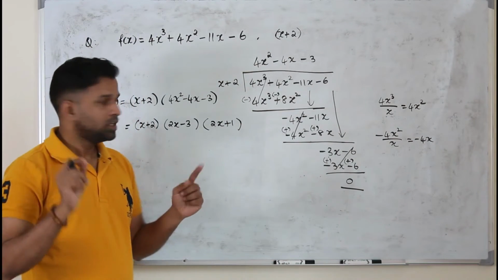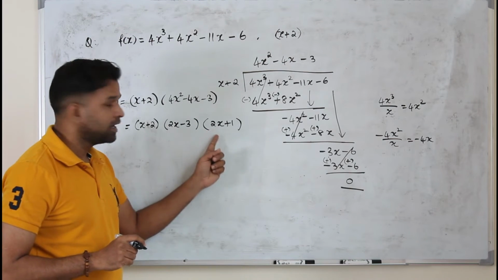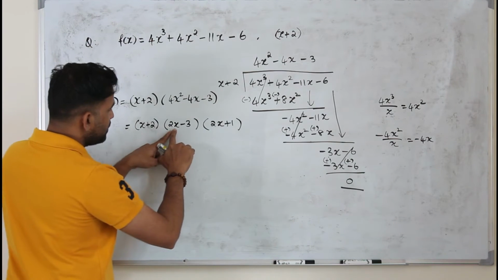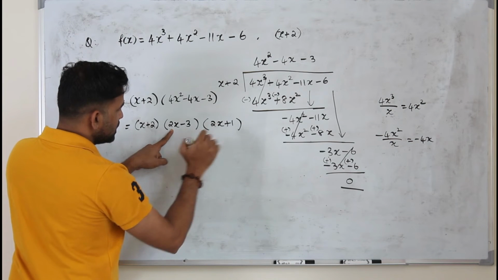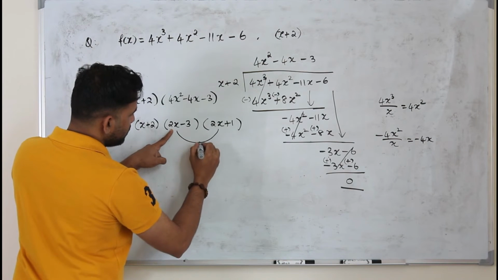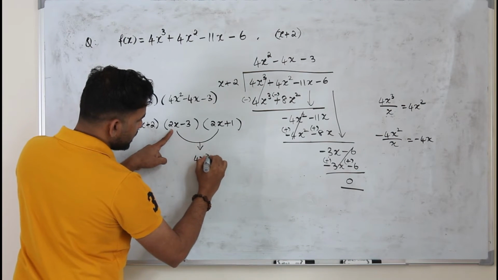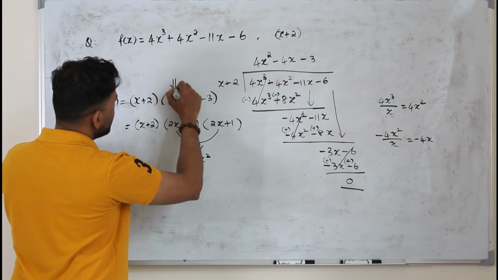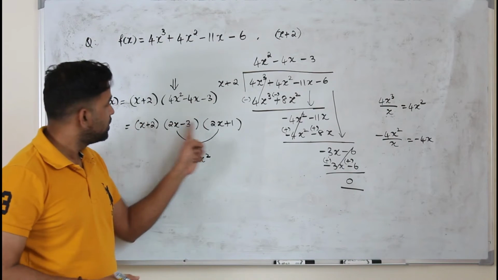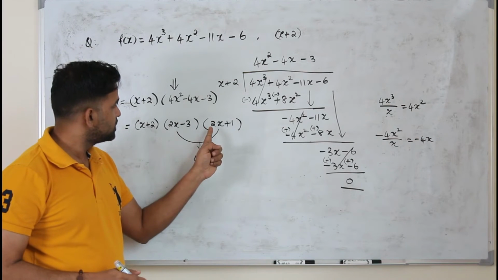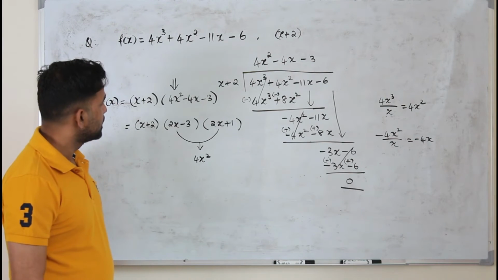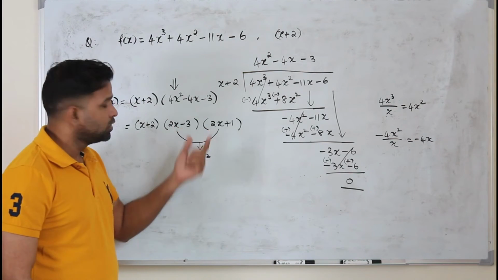The very important thing, whenever you factorize a quadratic function, make sure you multiply the first 2 terms and verify. When you multiply these two, you get 4x square. Here also you have 4x square. That means these factors are correct. Why do I want you to do that?